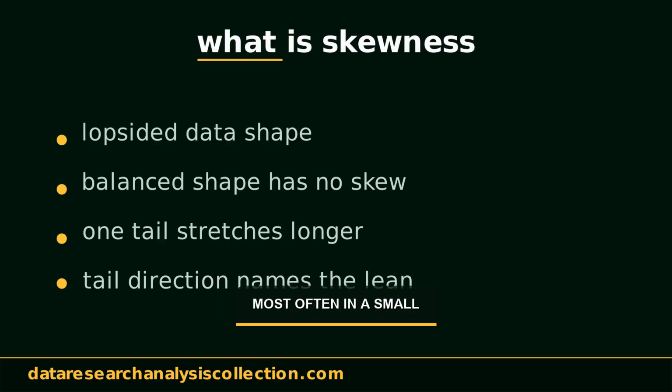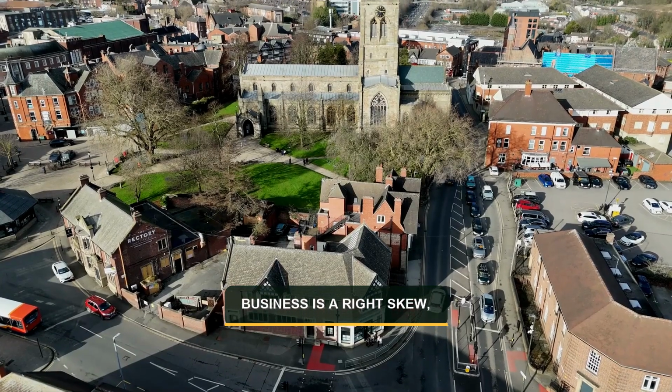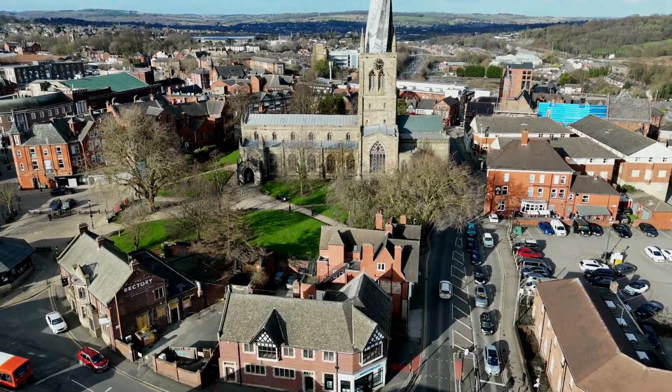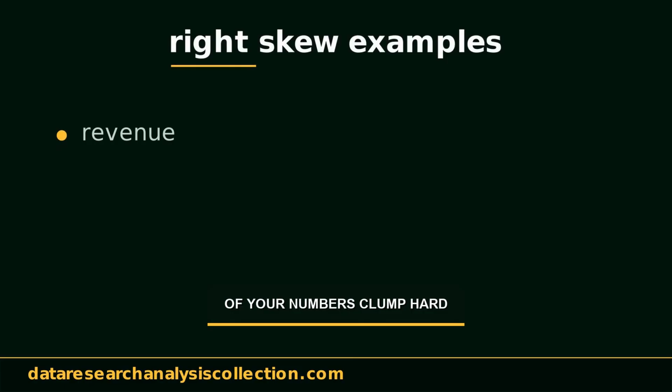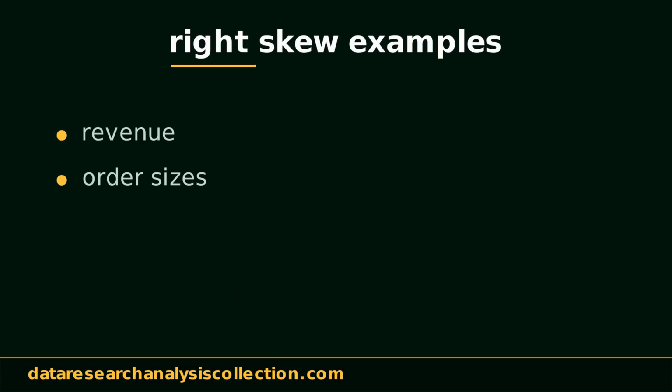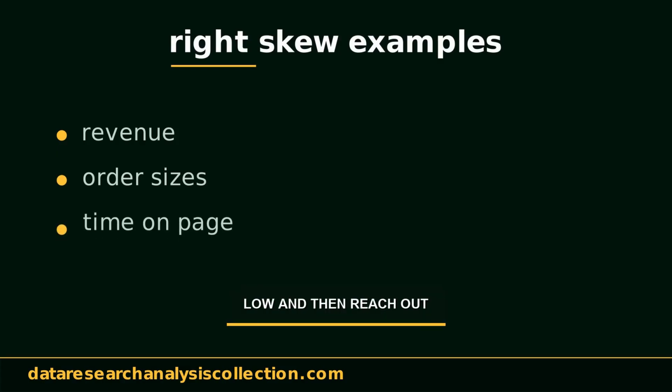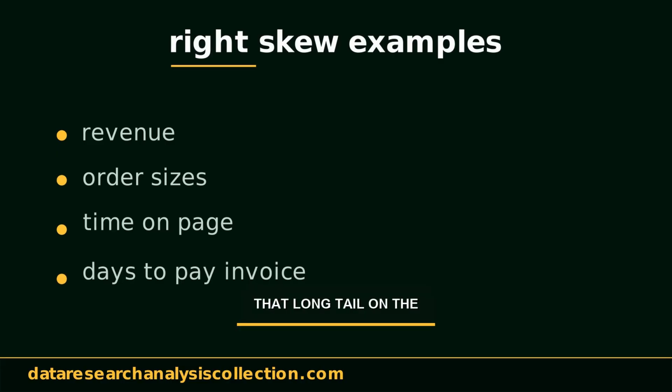The kind you will meet most often in a small business is a right skew, sometimes called a positive skew. It happens because so many of your numbers clump hard against a floor of zero and then trail away into a long tail of large values. Revenue does it, order sizes do it, time on page, days to pay an invoice, customers won from a single referral. All of them pile up low and then reach out to the right with a thin tail of whales and stragglers. That long tail on the high side is the signature of a right skew, and it is the native shape of most business data.